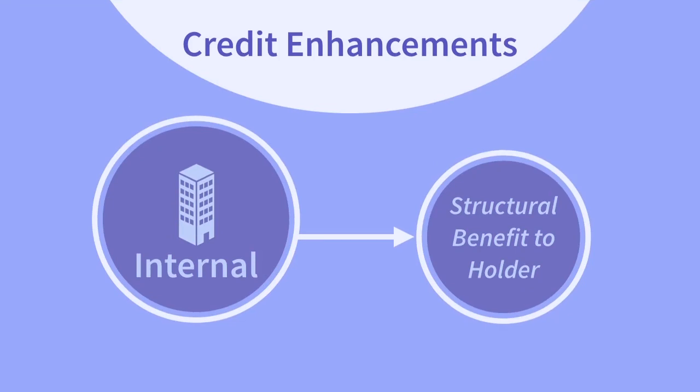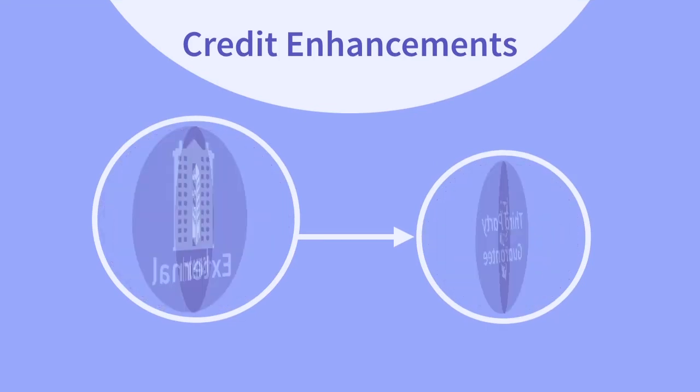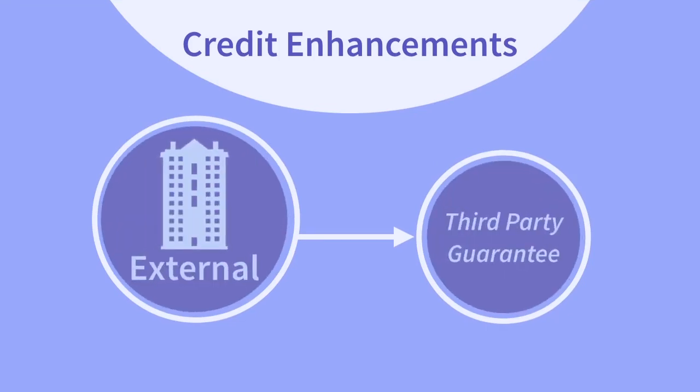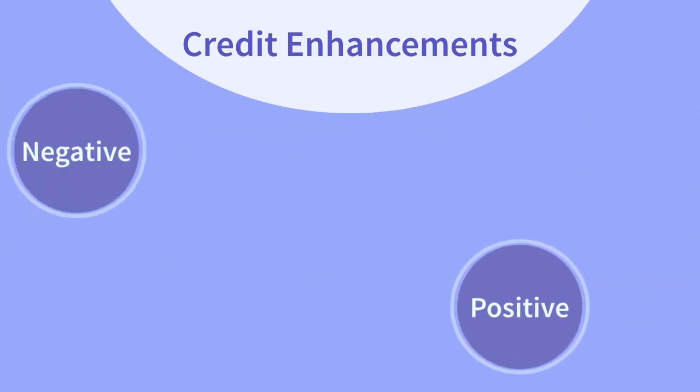Moving on from internal credit enhancements, let's talk about an external credit enhancement. This is simply a guarantee from a third party. Finally, then, we must talk about covenants. Now, covenants can be split into two categories.